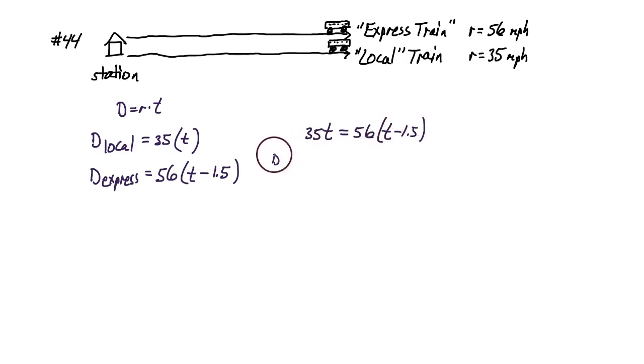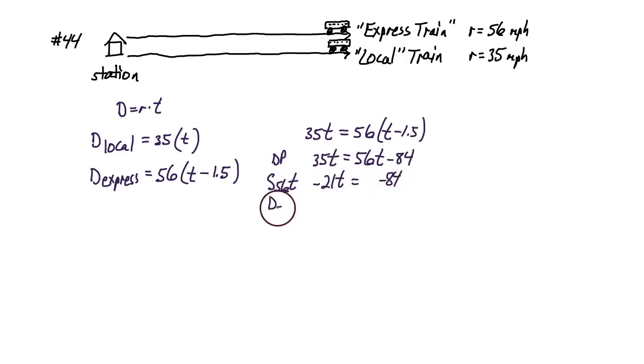Now let's solve this. Do the distributive property. 56 times t is 56t. 56 times negative 1.5 is negative 84. Now we could subtract 56t from both sides. We get negative 21t is equal to negative 84. Then divide by negative 21. We get t equals 4. T is the time that the local train was traveling, and those times are measured in hours.